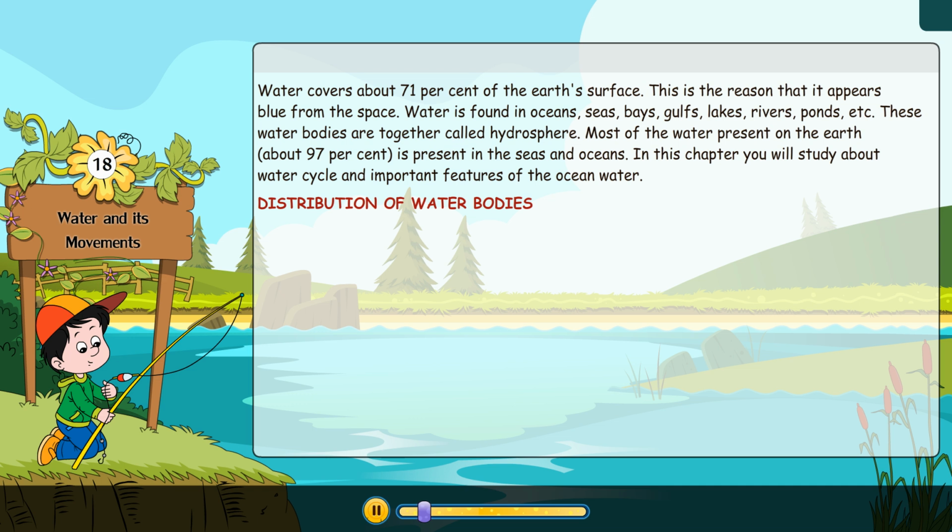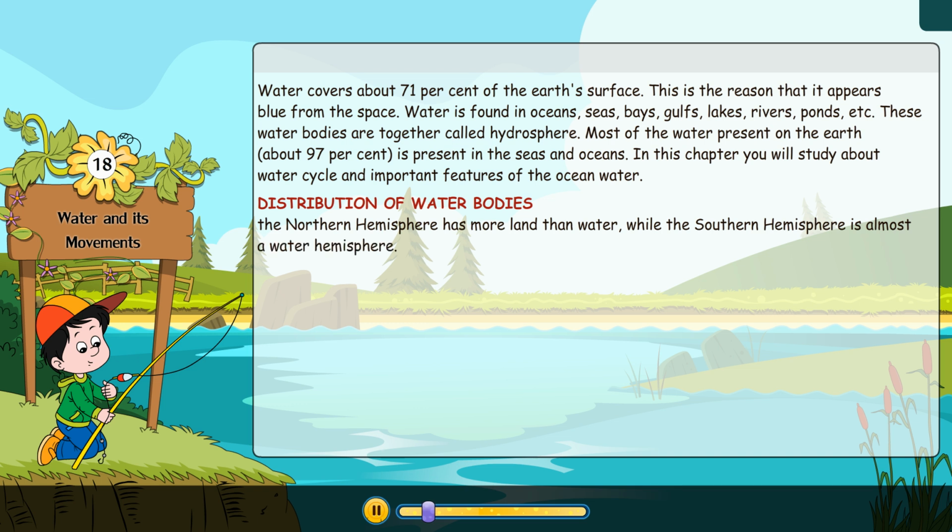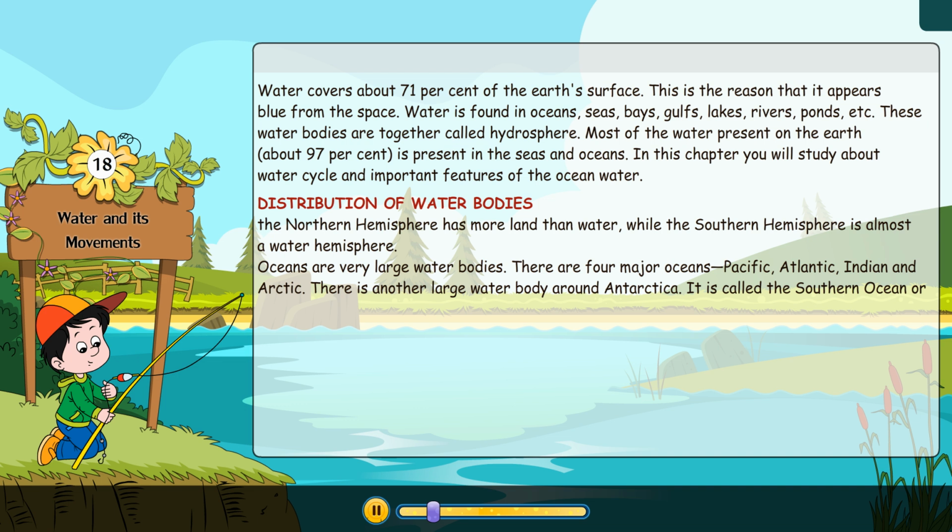Distribution of water bodies. The northern hemisphere has more land than water, while the southern hemisphere is almost a water hemisphere. Oceans are very large water bodies. There are 4 major oceans: Pacific, Atlantic, Indian, and Arctic. There is another large water body around Antarctica. It is called the Southern Ocean or the Antarctic Ocean. The Pacific Ocean is the largest water body.